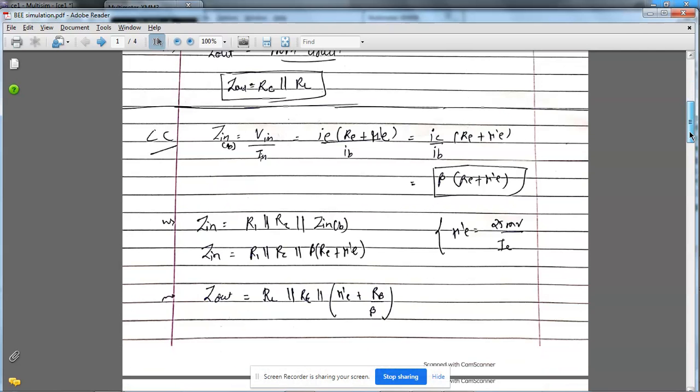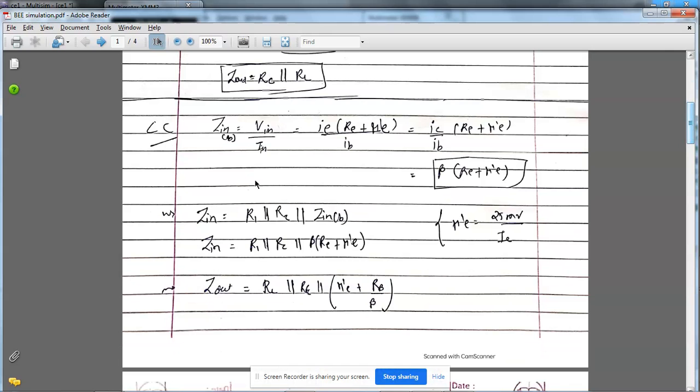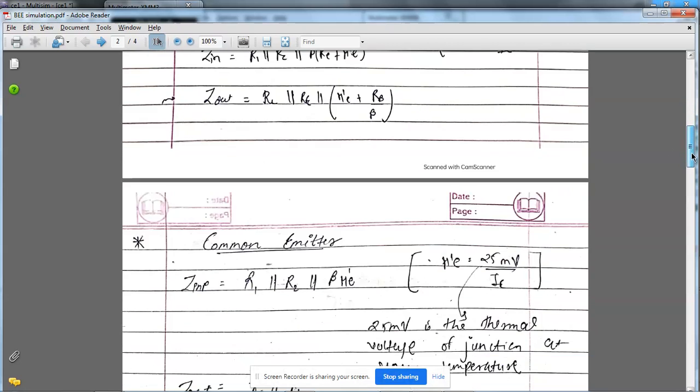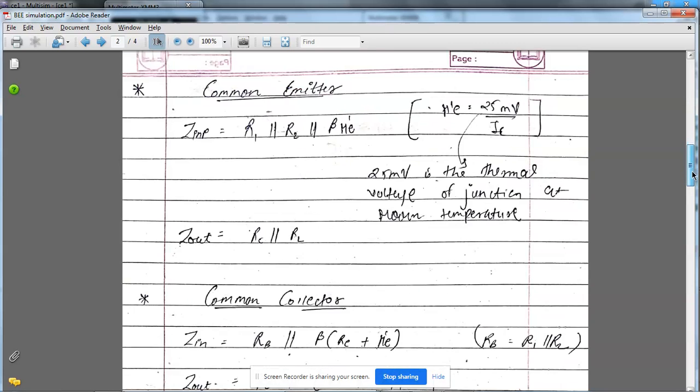And in a similar way, we can calculate the impedance for common collector, which is calculated here. Z in here, that is everything is almost same, but slight differences. Here RE dash is also same. Z in equals R1 parallel R2 parallel beta times RE plus RE dash, because here input voltage is something different. And similarly, output impedance is calculated. Now, this page is for the summary of the upper page.